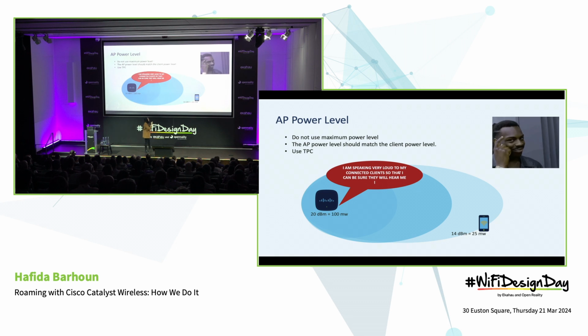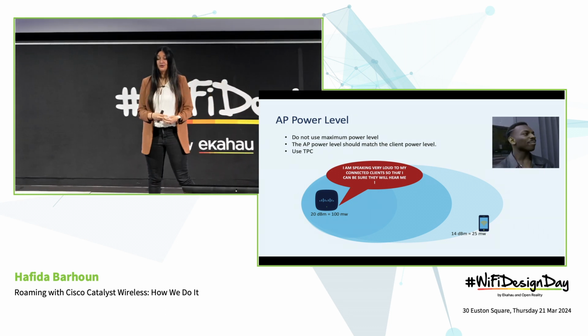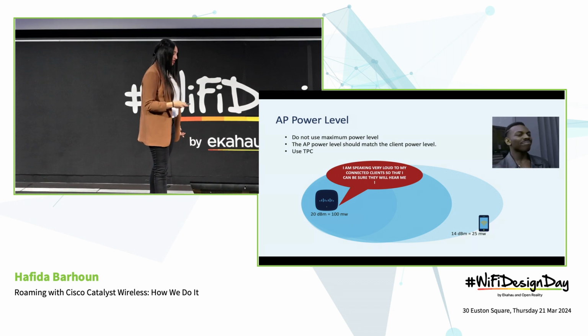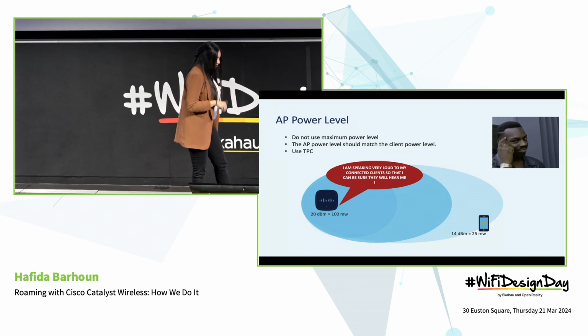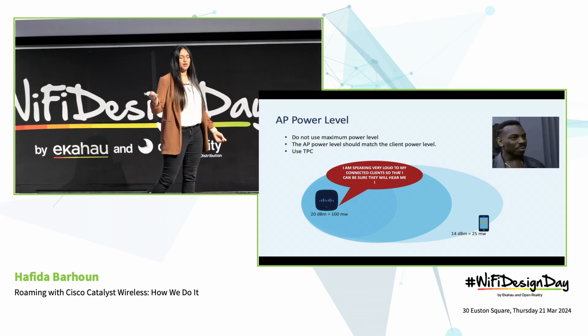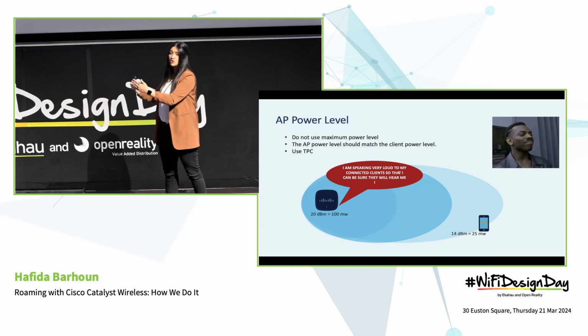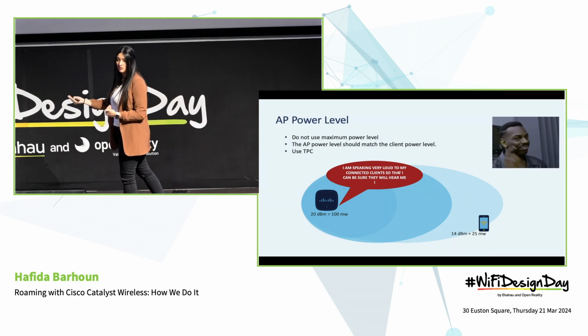Another false good idea about Wi-Fi is to think that putting APs at the maximum power level will make a good design because, you know, with one AP I can cover more. So why you should not do that today: design your wireless for coverage only. With this small example, my AP here can yell very loud at 100 milliwatts, for example, at 2.4 gigahertz. And my end devices will be able to hear properly, even if they're far away.